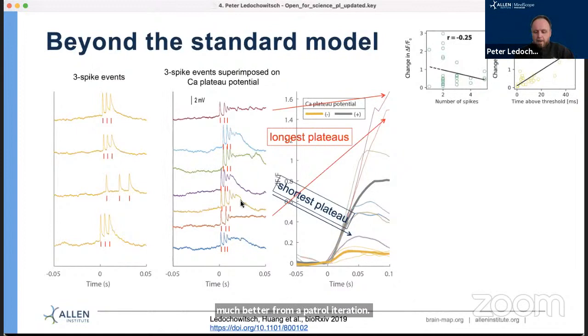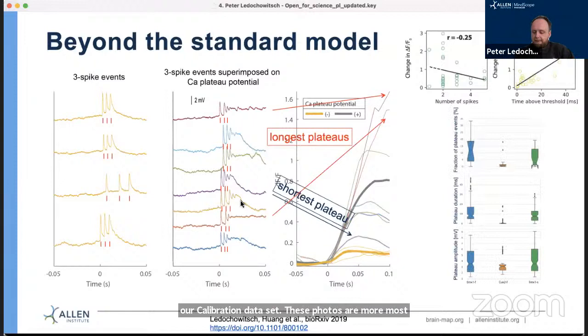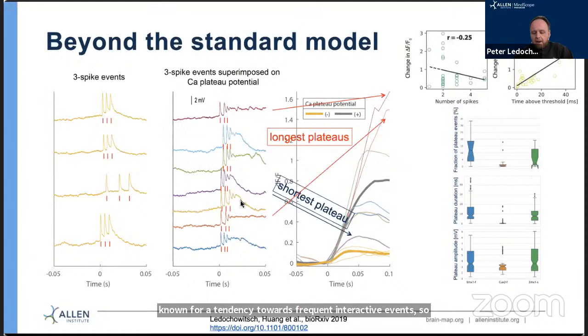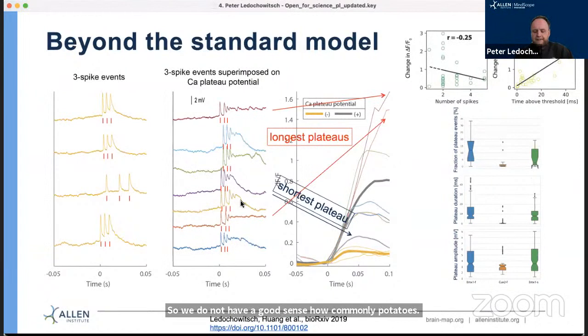In our calibration dataset, these plateaus are most prevalent and pronounced in EMX1 lines, which are known for a tendency towards frequent interictal events. So we do not have a good sense how commonly plateau-associated fluorescence transients are misconstrued as large bursts in more popular lines.